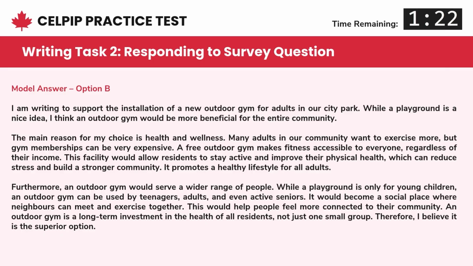Now, we will analyze the model answer for option B. If you need more time to review the response, please feel free to pause the video here. This response is effective because it immediately declares its choice in the opening sentence. It clearly states, "I am writing to support the installation of a new outdoor gym for adults."